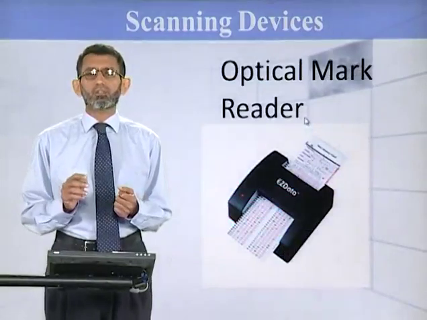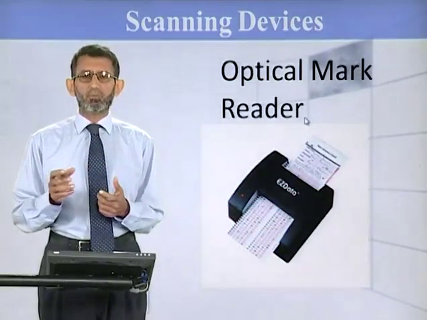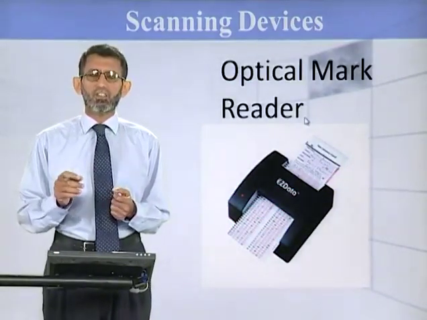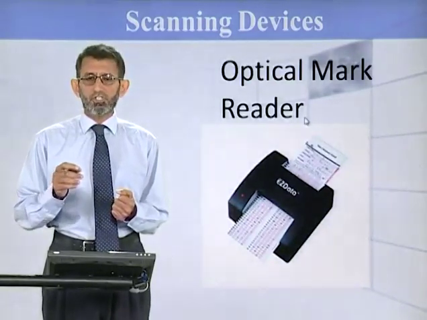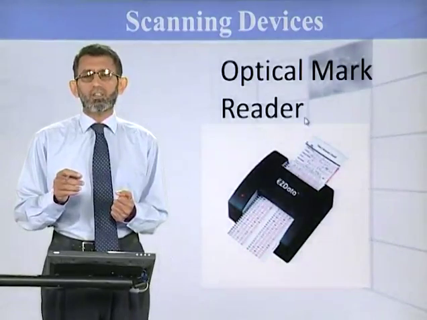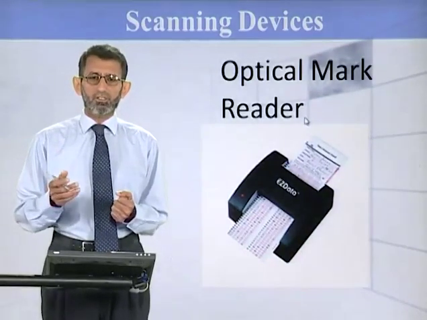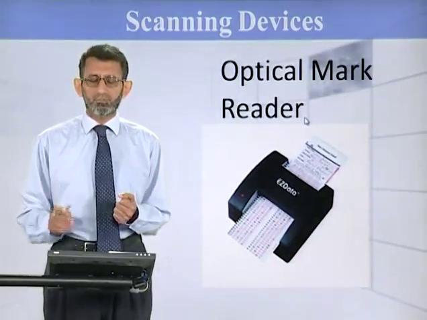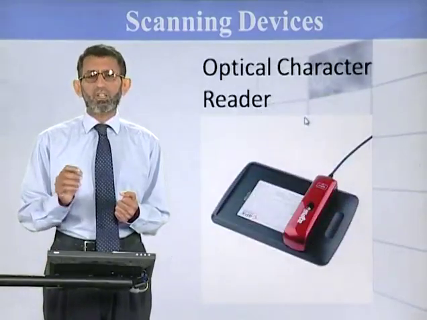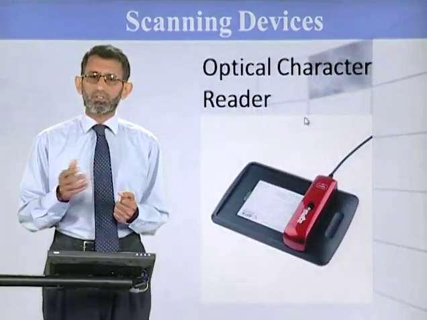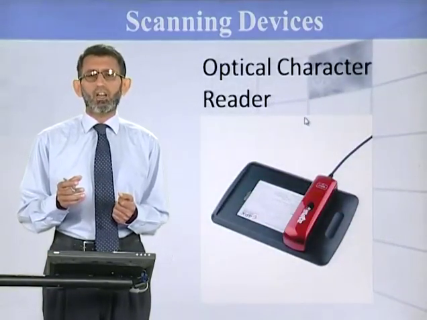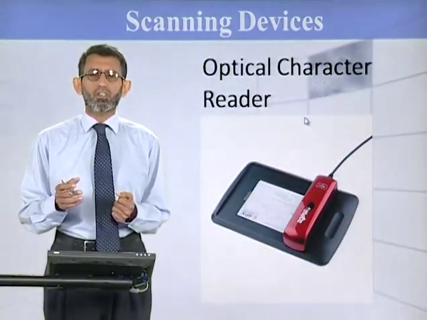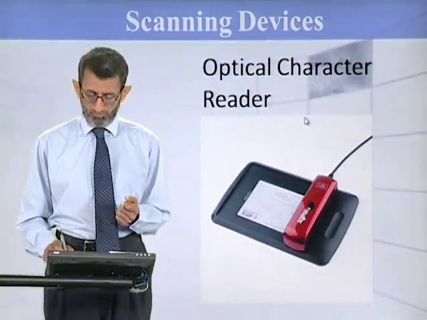Optical mark readers work similarly as the barcode readers. They strike a light on the surface of the paper. The position of the reflected light tells the device where the mark is. Optical character recognition systems work the same way. Instead of just recognizing marks, they are capable of recognizing full characters.